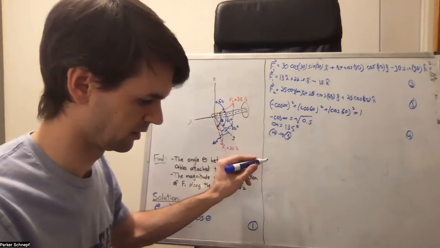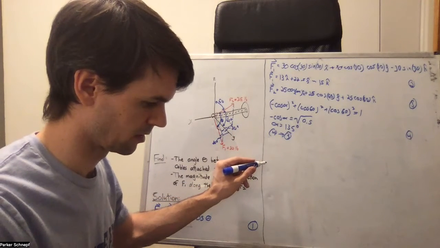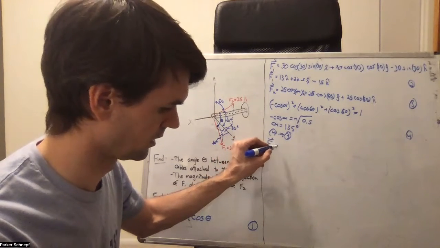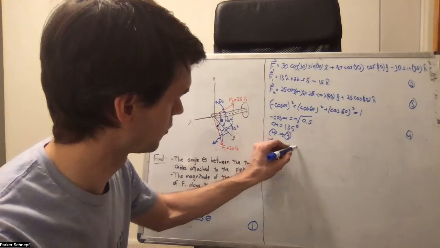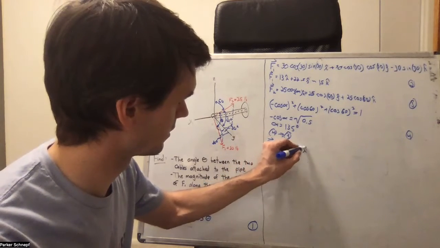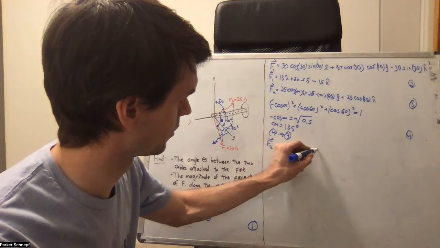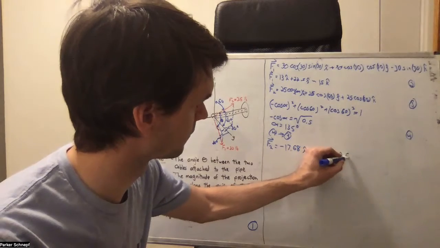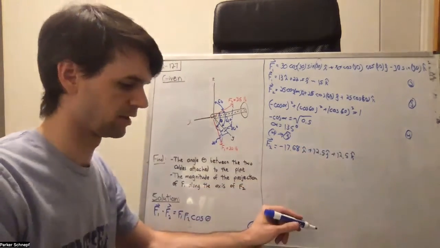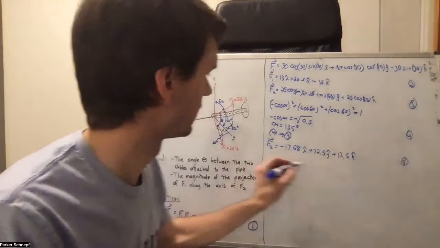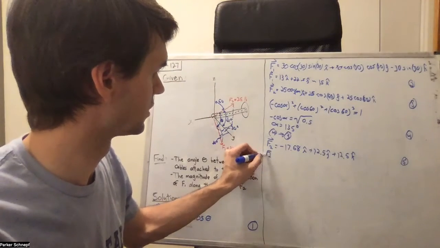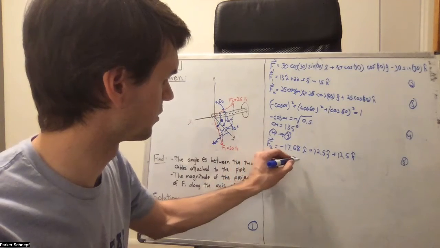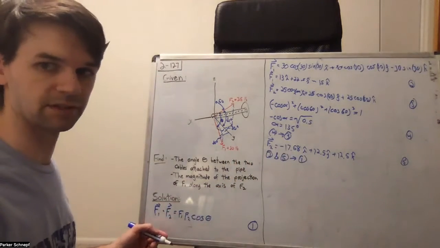And when we do that, I'm going to skip a little bit of math, simplification really. F2 is going to equal negative 17.68 i plus 12.5 j plus 12.5 k hat. All right, we'll call this number 5. Now we're going to sub 2, which is the F1 value, and 5 back into our original equation. Now we have everything we need to solve for this guy over here.